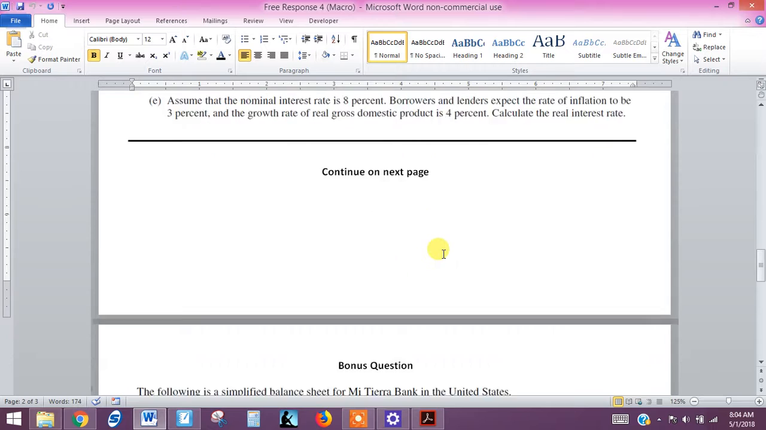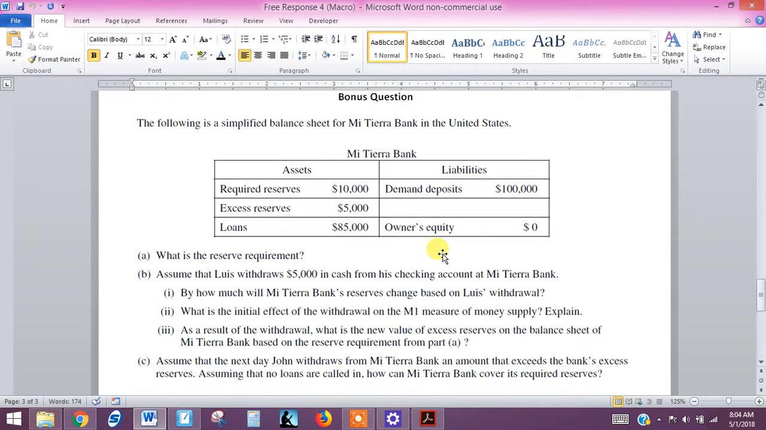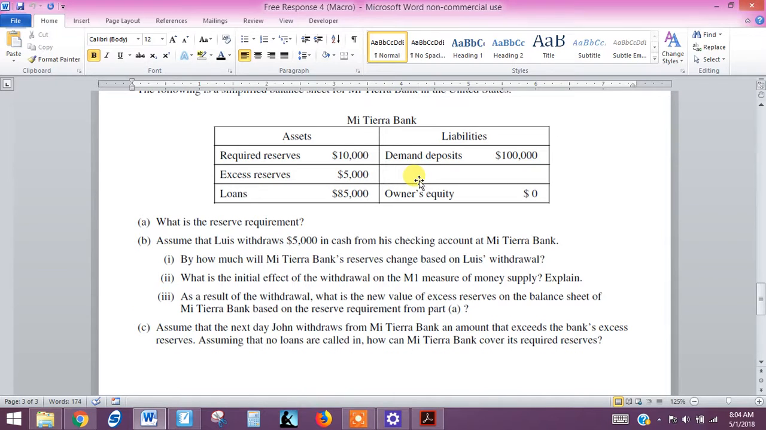Now I've given you a bonus question here. I want you to try it, and you should be able to answer this on your own. There's a section in the book that really does a good job of explaining a bank's balance statement. So see if you can answer the bonus question on your own.